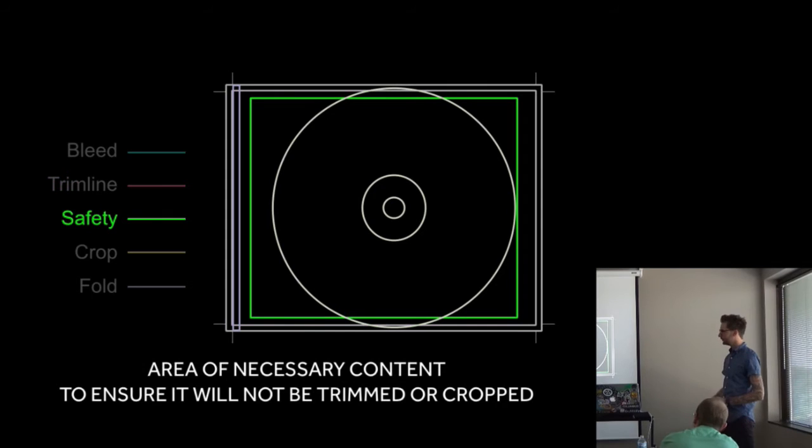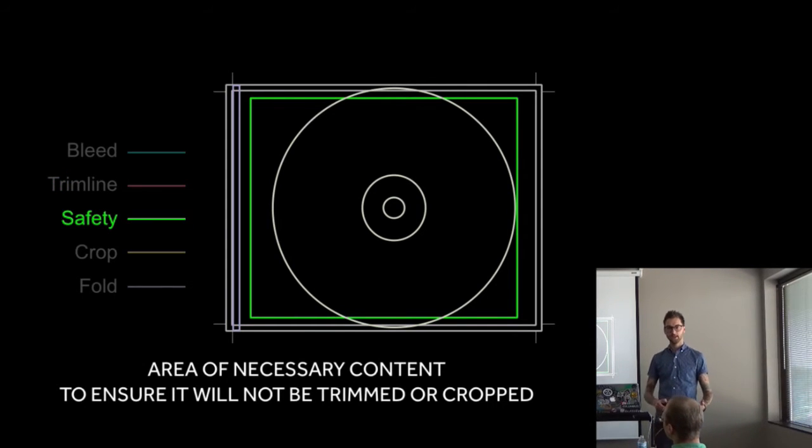Safety is probably the most important piece. So there's a lot of inconsistencies that happen in the printing process. And the safety is a guarantee that no matter how inconsistent the printing or cutting process is in that printing process, that your image is going to show up. This is usually the main focus point of your design. And the other pieces just kind of extend, you work around them.